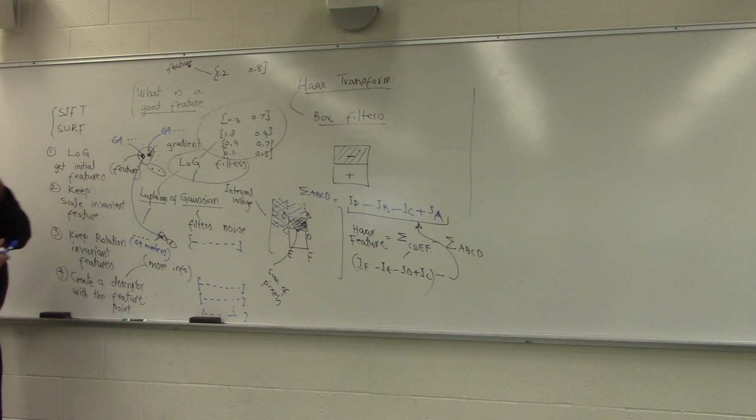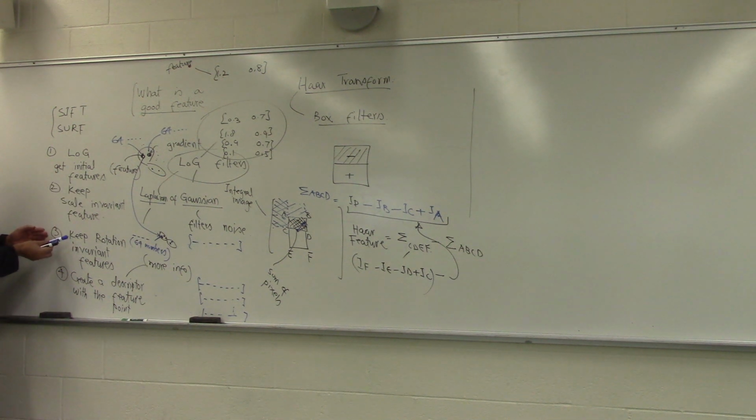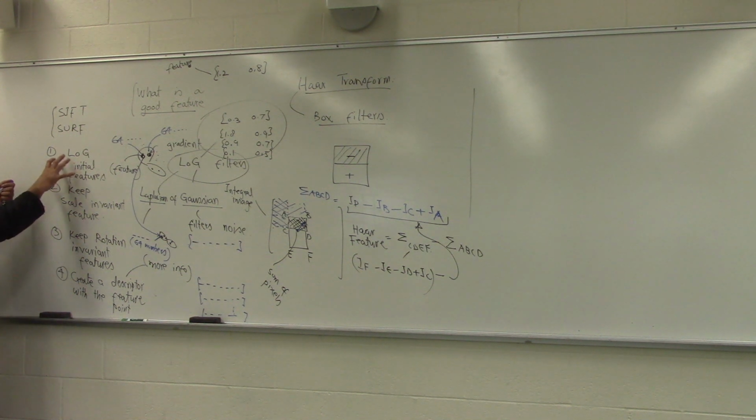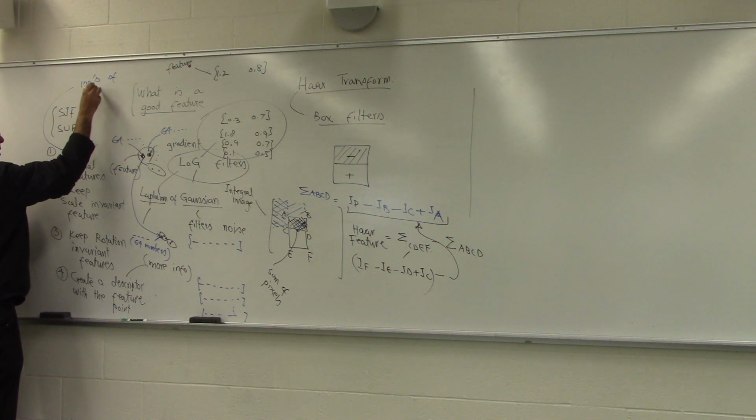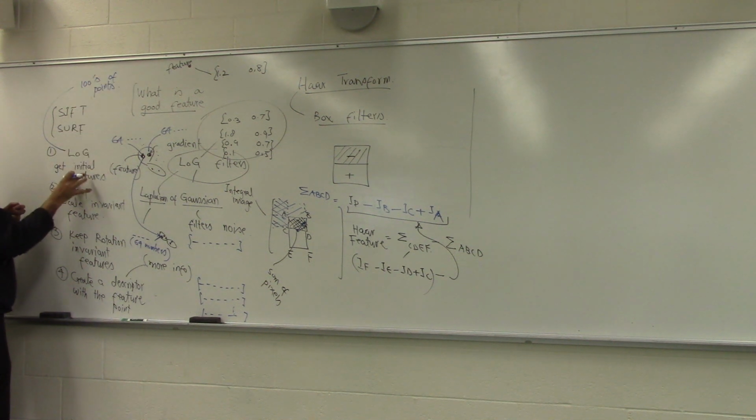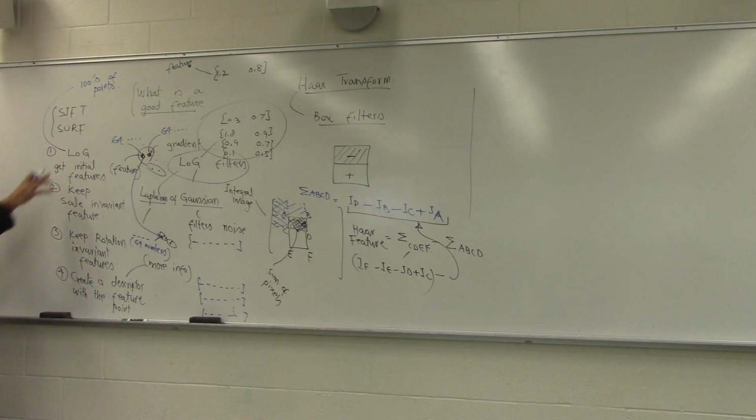Okay, so the point I'm trying to make is, once we apply this LOG, this will give us hundreds of points, depending on our threshold. Because if the gradient, the Laplacian, is above a certain value, we are considering that particular xy as a potential feature. So this will give us hundreds of possibilities, right?